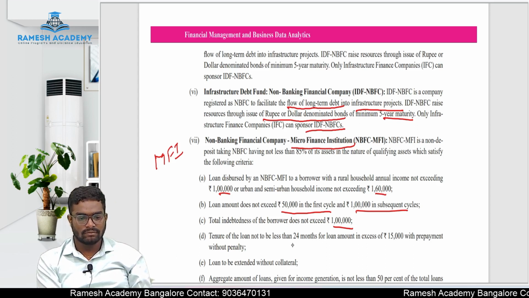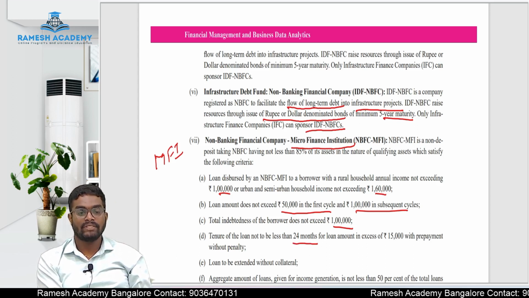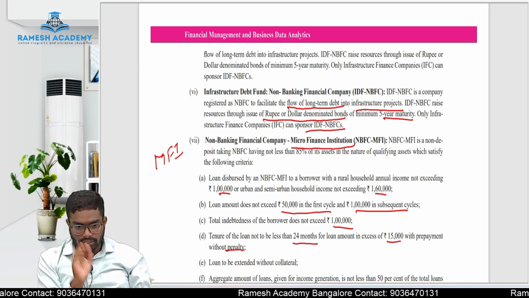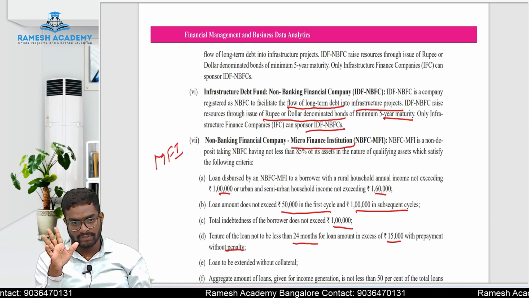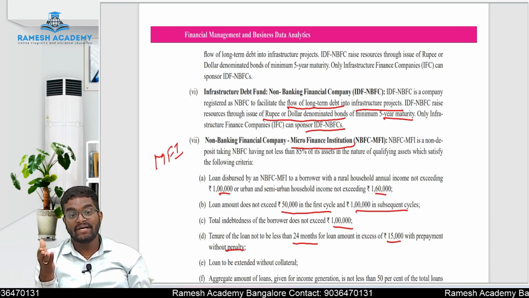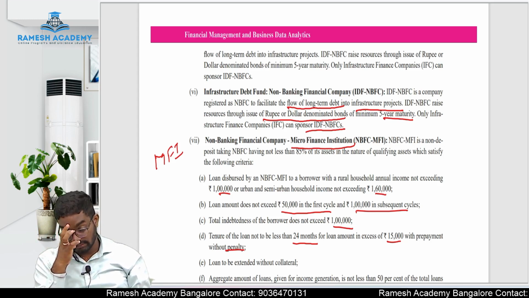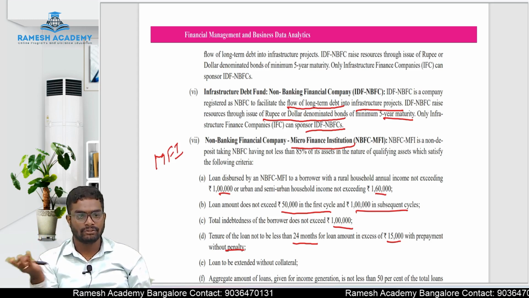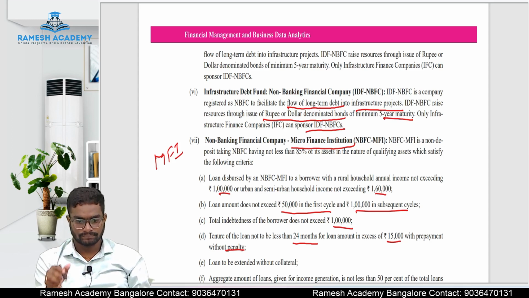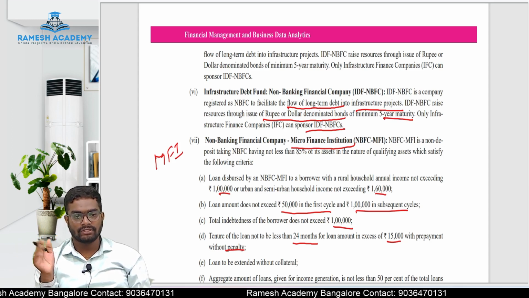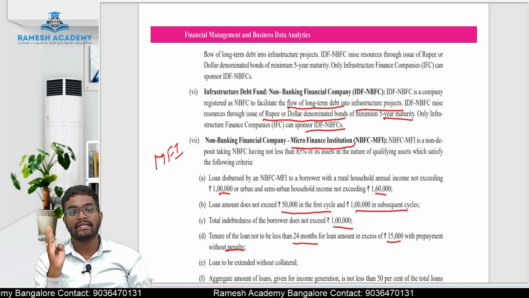Tenure of the loan should not be less than 24 months, which means it should be more than 2 years, for the loan amount in excess of 15,000 with prepayment without penalty. So here, if you take a loan, it should be not less than 24 months, but the amount should be more than 15,000. Nowadays, people won't take these loans because the amounts are very less. 15,000 you can get anywhere. But the condition is that if the amount is more than 15,000, the minimum period is 24 months.